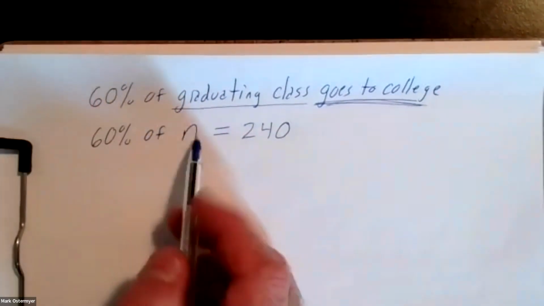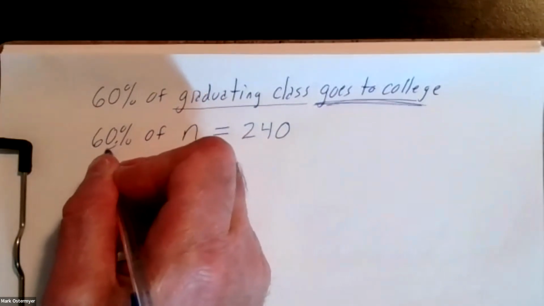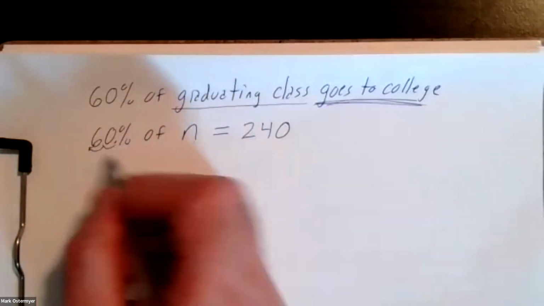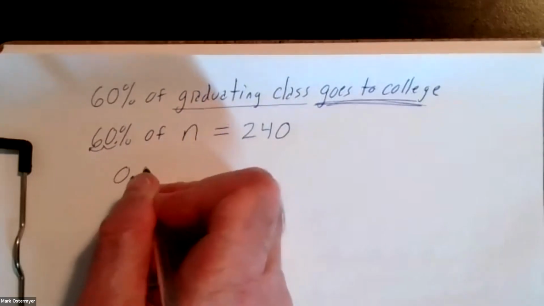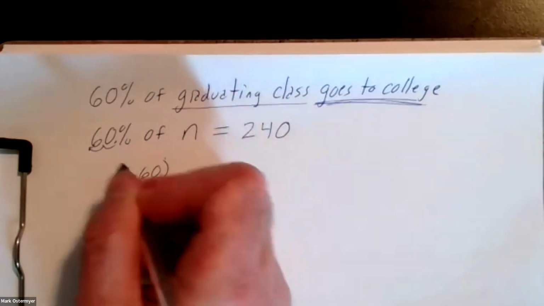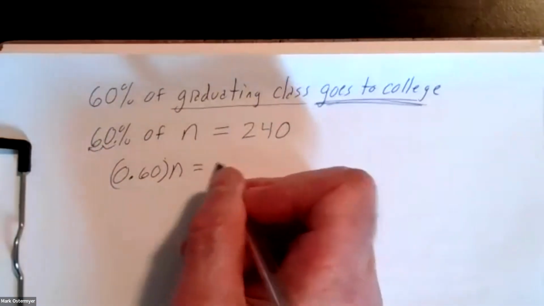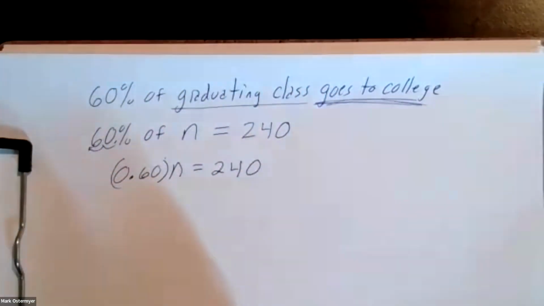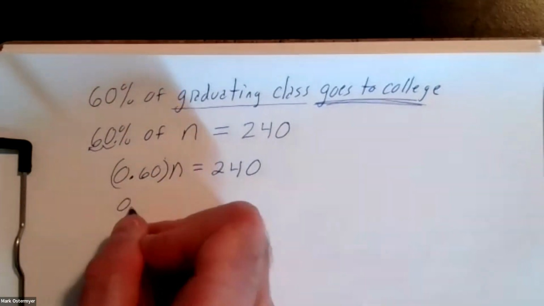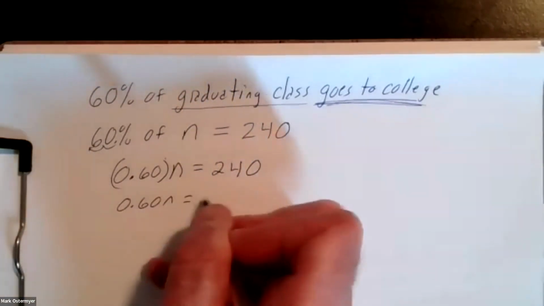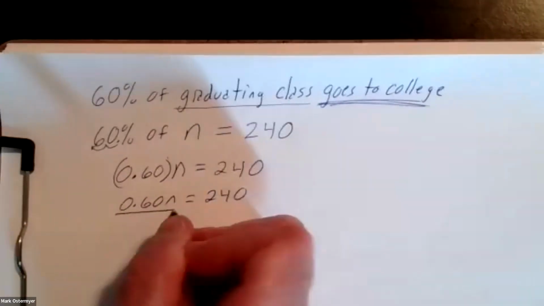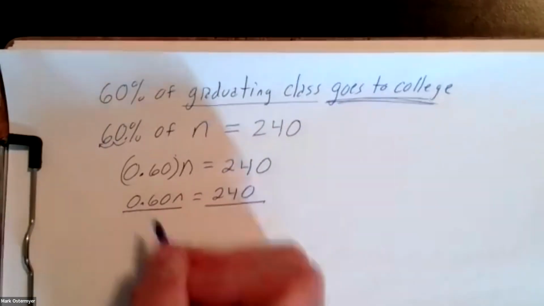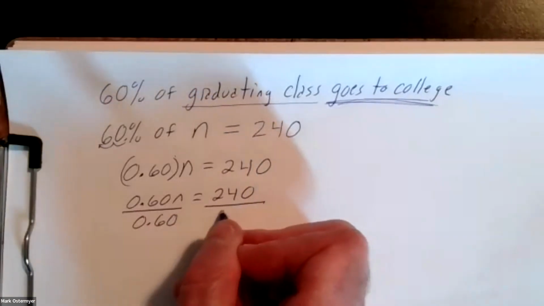So how do you take 60% of N? Change the percent to a decimal, 2 places to the left of the decimal point, which is 0.60. Of means multiply. So then you multiply this by N and you set this equal to 240. We now need to solve for N, which would be the total number of students in the graduating class. How to solve for N? What do we do? Divide both sides by 0.6, or 0.60, doesn't matter which one.